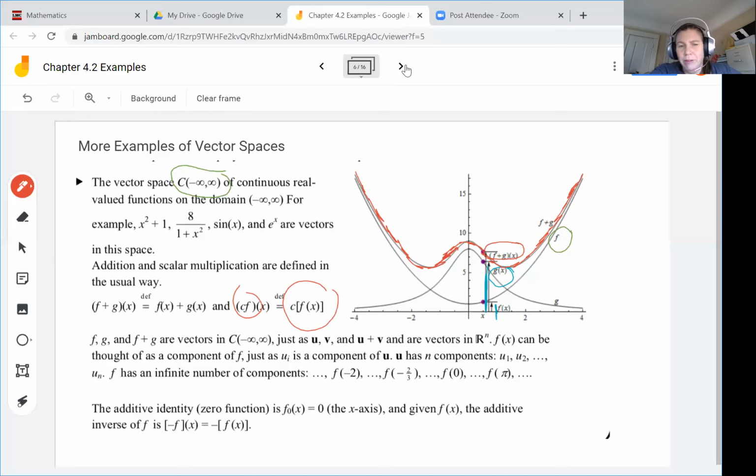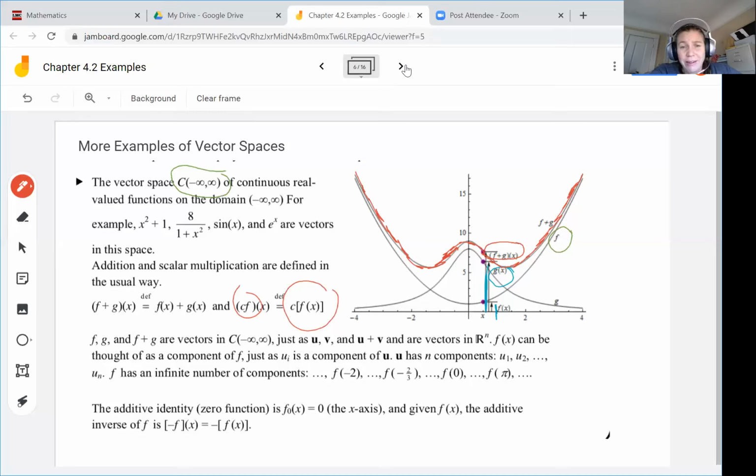So f of x can be thought of as a component of f, just as u sub i is a component of the vector u. So u has n components, u1, u2 through un in n dimensions. And then our function f has an infinite number of components because you could put in any particular x value there. So you've got infinite choices because this is a continuous line, right? Infinite points on a continuous line or curve.